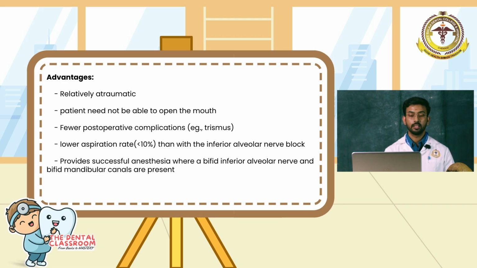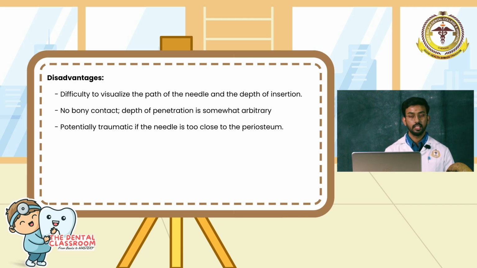The advantages of this technique are that it is relatively atraumatic, the patient need not open the mouth wide, there are fewer post-operative complications and a lower aspiration rate than the IANB. It provides successful anesthesia where a bifid inferior alveolar nerve and bifid mandibular canals are present. The disadvantages are that it is difficult to visualize the path of the needle and depth of insertion, we might not get bony contact as with the conventional IANB, and the depth of penetration is somewhat arbitrary. It is potentially traumatic if the needle is too close to the periosteum.